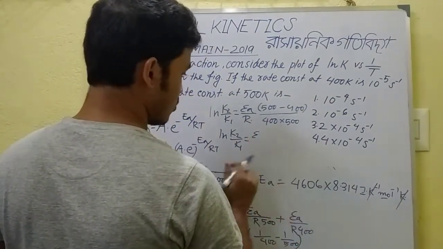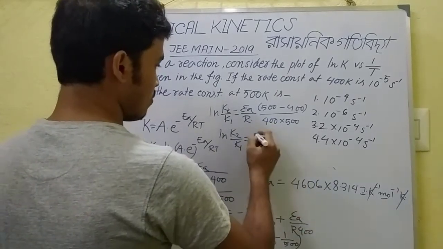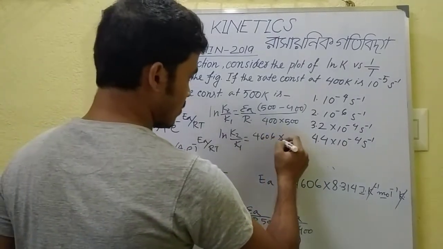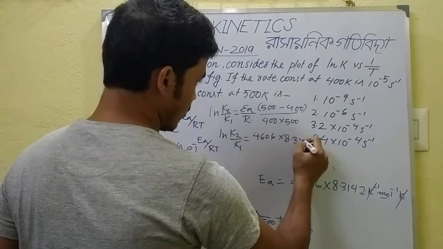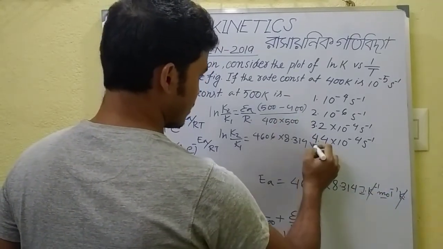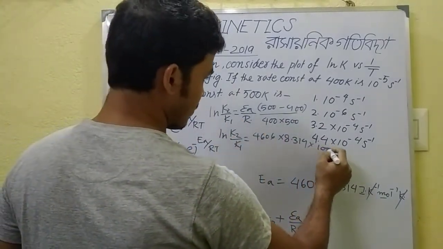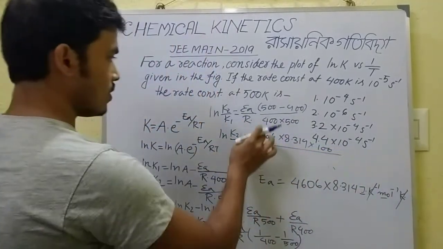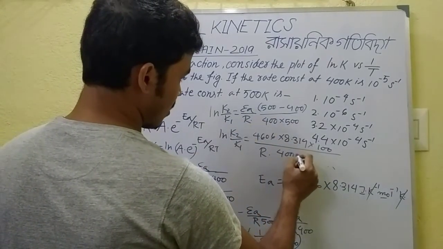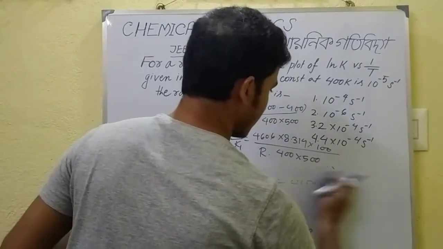EA is equal to this term, so EA is equal to 4606 into 8.314 joule per mole. Okay, and next is 500 minus 400 is equal to 100 divided by R and 400 into 500. So this is the form.